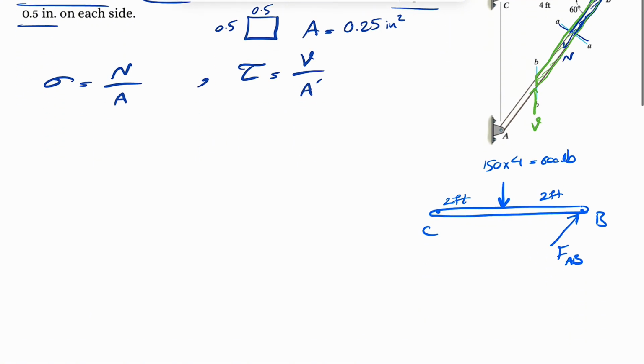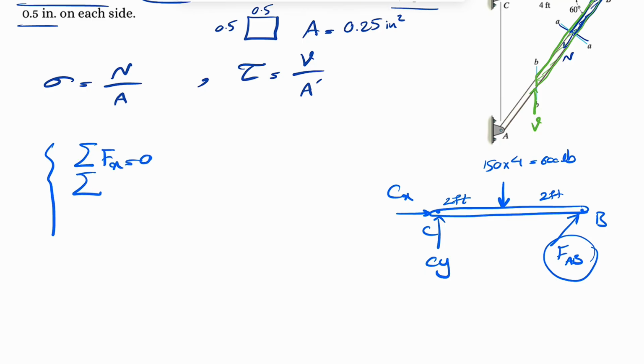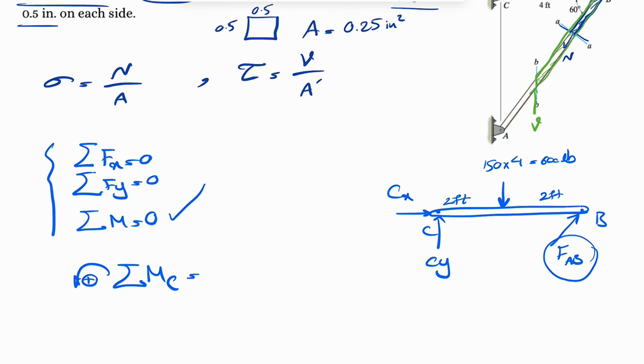And we have a pin at point C, which means we need to consider two components, Cx and Cy, and what we are interested in here is the FAB. So we have the equilibrium equations that we talked about: sum of all forces in x equals 0, sum of all forces in y equals 0, and we're going to have one moment equation, which is going to be the best option in here. If we just find the moment about point C, counterclockwise positive, we get rid of Cx and Cy, and we should be able to find the FAB.